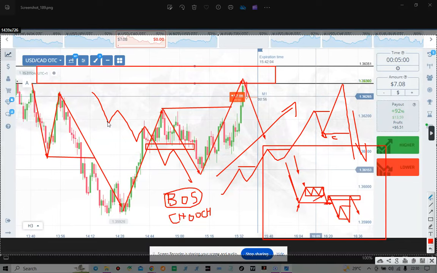Here we have the previous low. So the price breaks the previous low, that is break of structure. It's a continuation of trend, break of structure, continuation of trend. But if the market rises, price is supposed to reverse at any of these levels.